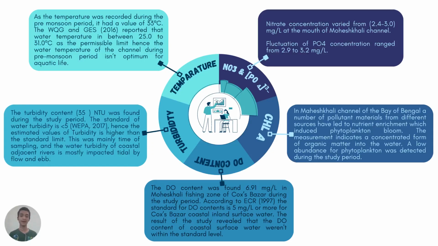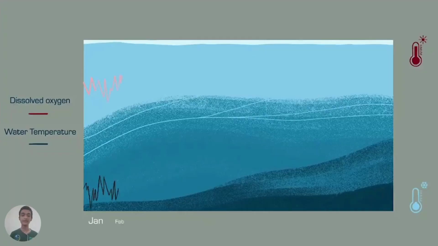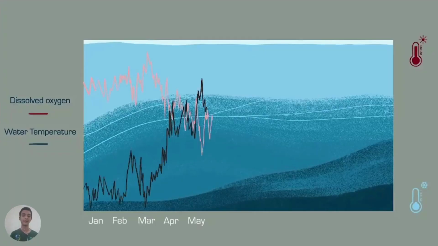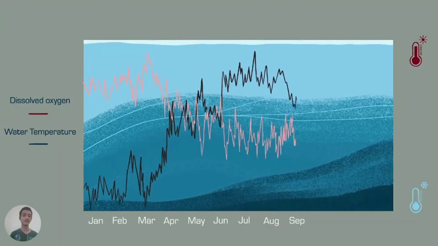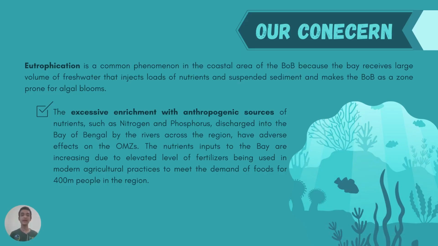They are the temperature, turbidity, dissolved oxygen content, chlorophyll A or the algae bloom, the concentration of nitrate, and fluctuation of phosphate concentration. Now, you might have a question, what is the impact of seasonal variation behind the term dead zone? So here is a correlation between dissolved oxygen and water temperature. Now let's take a look at our key concerns.